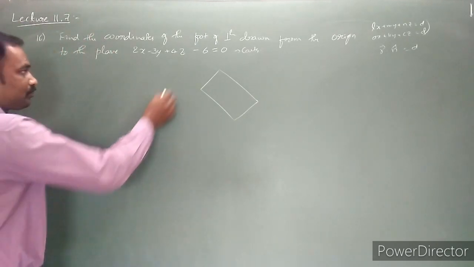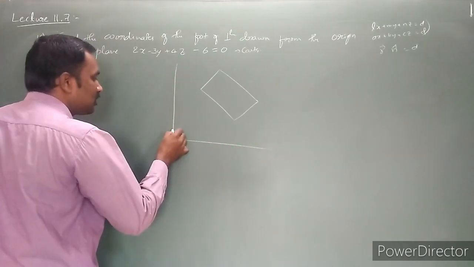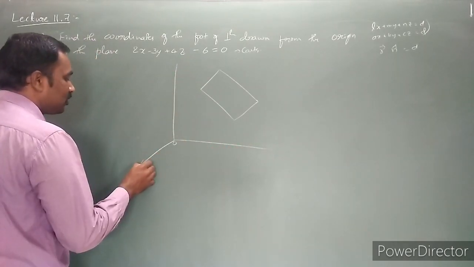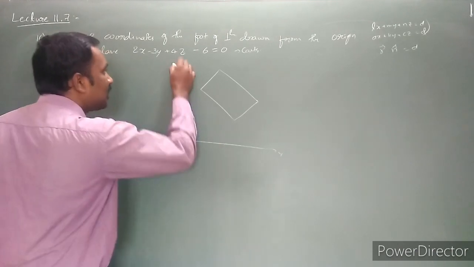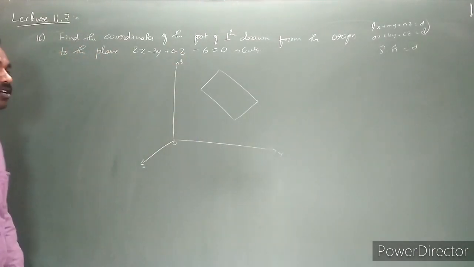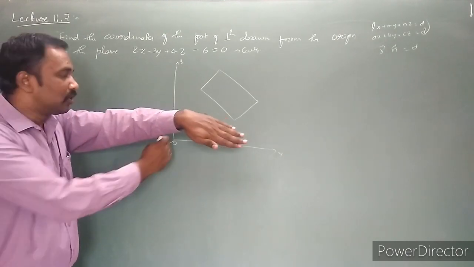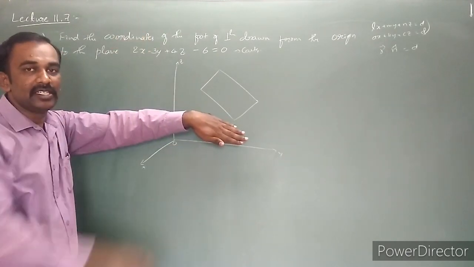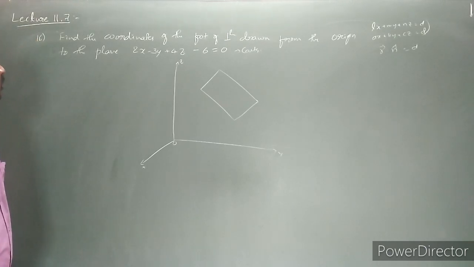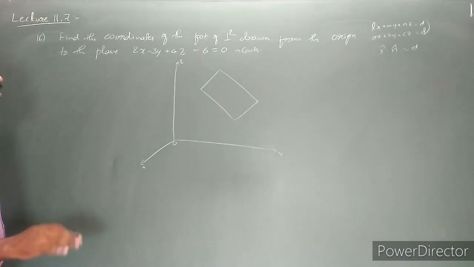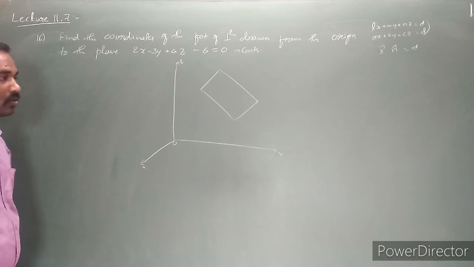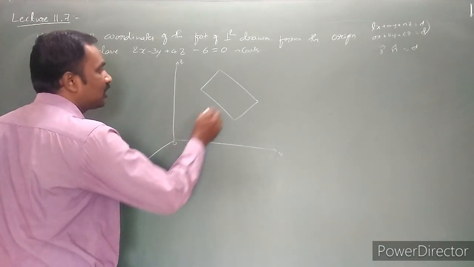Okay. Now here, I am just trying to draw the graph diagram with x, y and z axes. The plane is in this manner, this is the plane from the origin. We need to find the coordinates of the foot of the perpendicular.